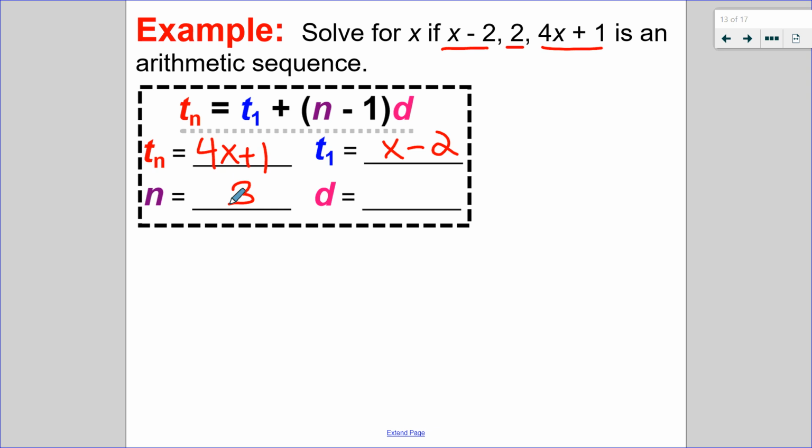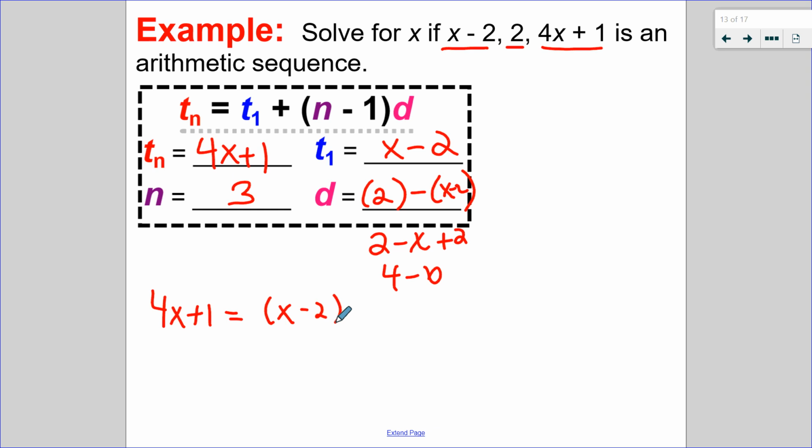And then the difference is, well, I can take any term and subtract the term before it. So I can go, for example, 2 take away x minus 2. So that would be 2 take away x, take away a negative 2 is a positive 2, which is 4 minus x. So substituting this all in, I can go 4x plus 1, t sub n, equals the first term, x minus 2, plus n minus 1, 3 minus 1, differences, and the differences are 4 minus x.